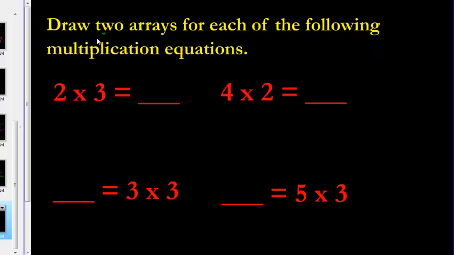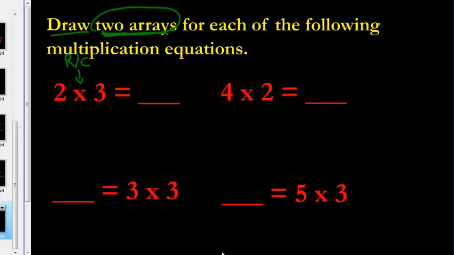All right, everybody, we're back. It says draw 2 arrays for each of the following multiplication equations. Look, it doesn't ask us to say any repeated addition. It just tells us to draw 2 arrays for each of the following equations. So here's 2 times 3. Remember, times means rows or columns when we're dealing with arrays.